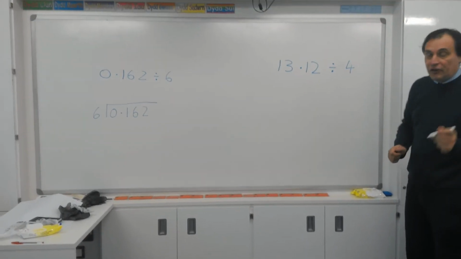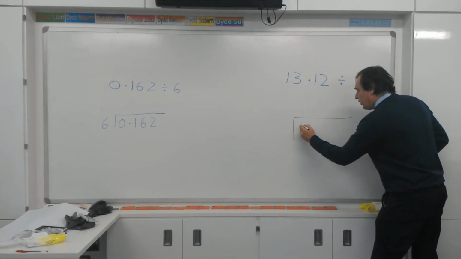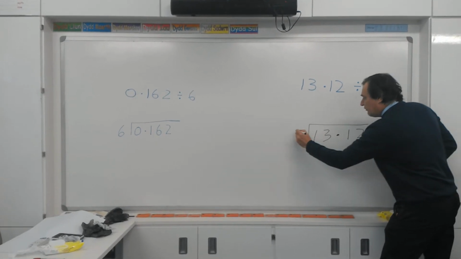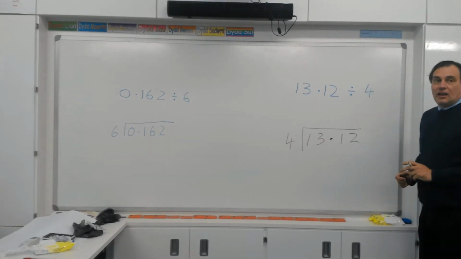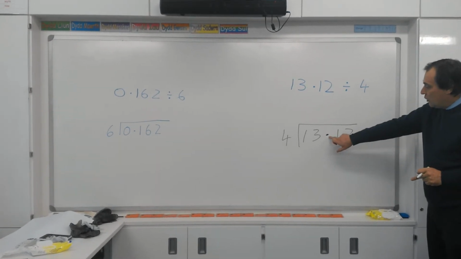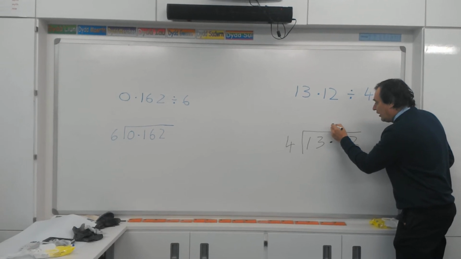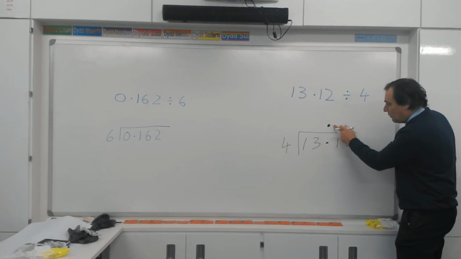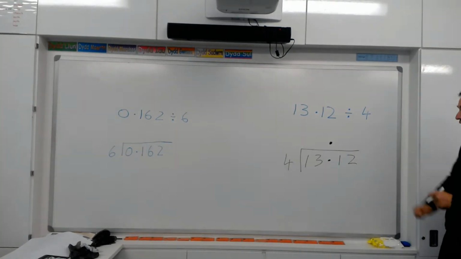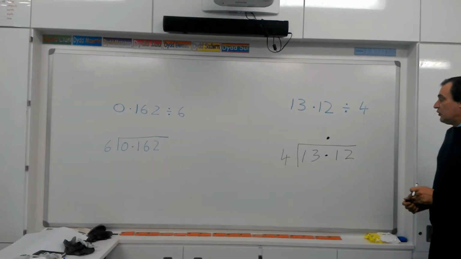What we're going to do first of all is convert it into a bus stop. So we go 13.12 and the divide by 4 goes there. Now, when you're doing these decimals, the first thing you do is put the decimal point in your answer immediately after, or above, the decimal point in the question of the bus stop. So that's the first thing you do before you start doing any numbers. So, you just do the bus stop method as normal now.